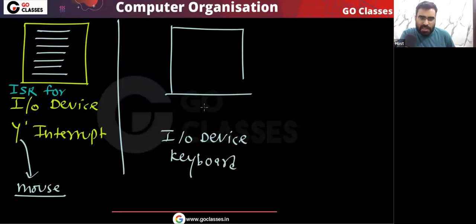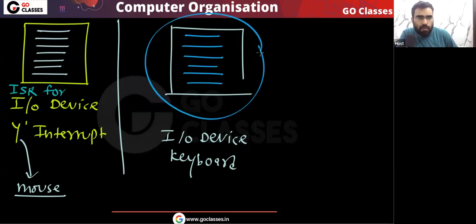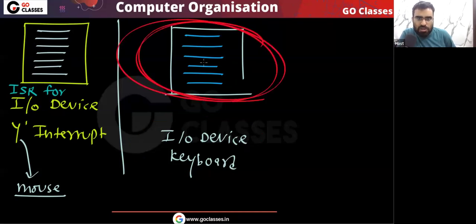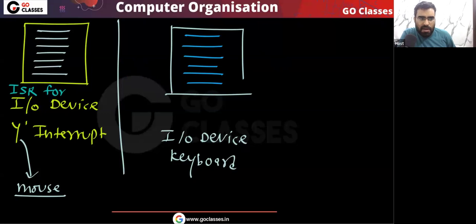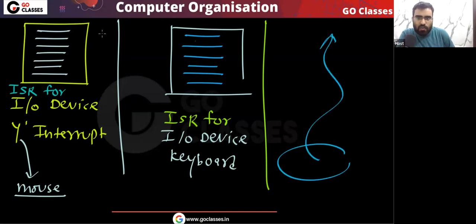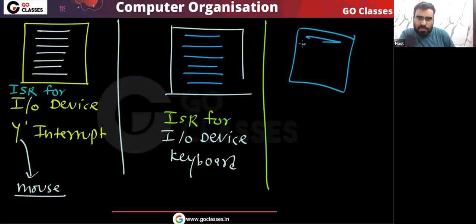Now, when the CPU gets the interrupt signal from the keyboard, then again, the CPU needs to do something to service the interrupt. Whatever the CPU does, it will execute a program to service the interrupt of the keyboard. Yes or no, the interrupt is coming from the keyboard. So the CPU will execute some program to service the interrupt. Now this will be called the ISR, interrupt service routine, for the keyboard. Okay, is this clear? So remember, for different IO devices, we have different ISRs. If the interrupt is coming from, for example, the hard drive, what does the CPU need to do? The CPU needs to execute some program to service the interrupt of the hard drive.